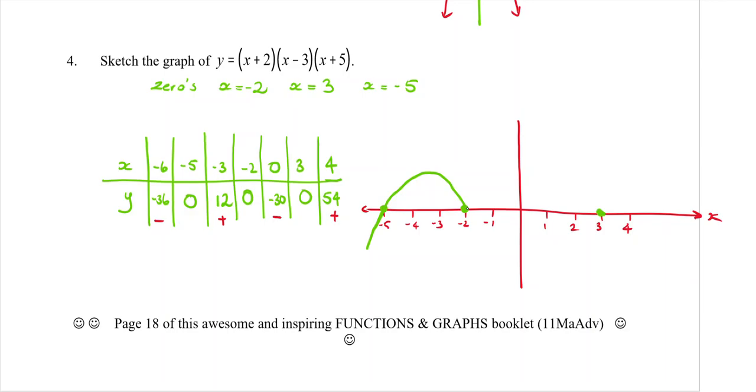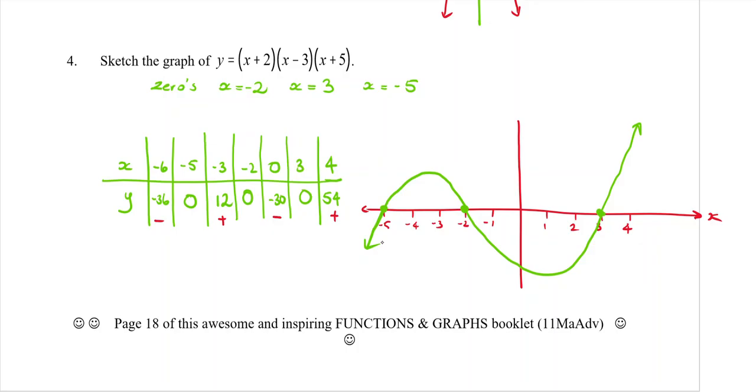Then it's negative again between -2 and 3. So it's going to come down and back up again to the next one. And then it's positive again, so it's heading up into very high values after that. And you can see, remember the basic cubic comes down and does its little bend and goes down. It still has come down, but it does a little squiggle before it keeps going down.